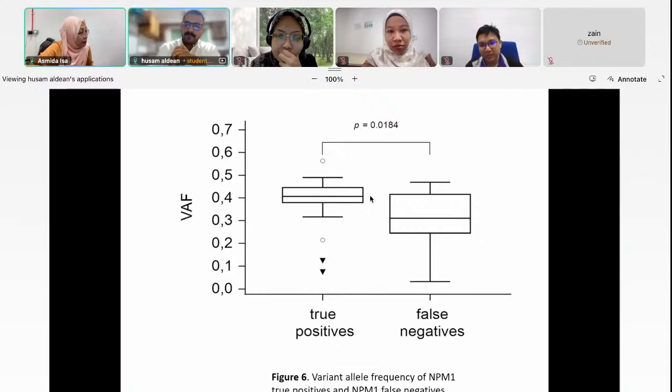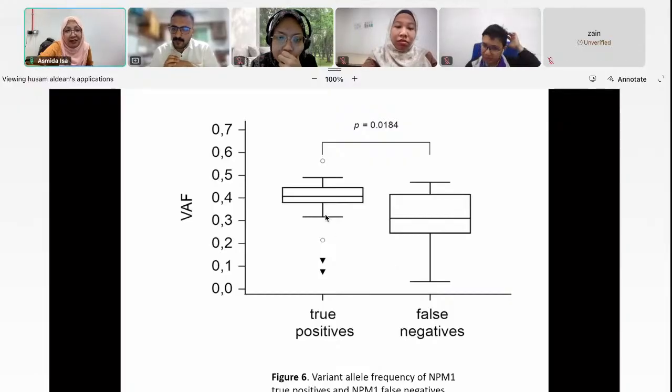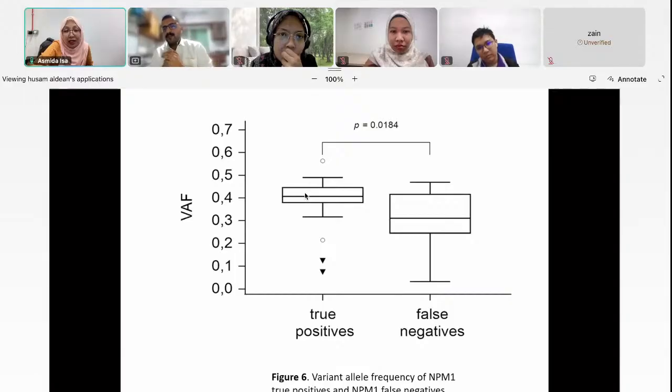Okay. The triangle, we don't know. But in this case, usually when you have this box plot, you measure the median here. So that's the P 0.0184, the statistical analysis. The standard deviation would determine whether it's significant or not based in between these two. So you see whether it's significant or not based on the P value, and also you compare the median here between this and that.